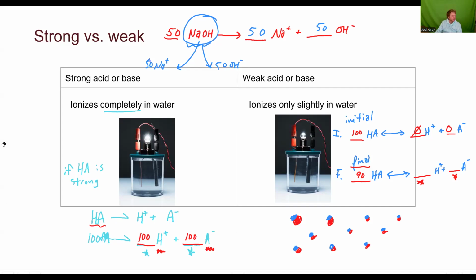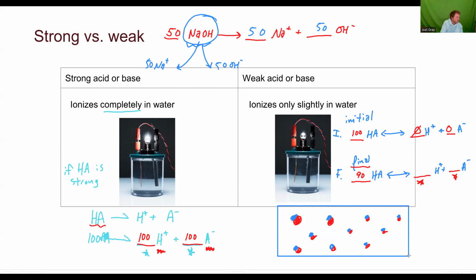Okay, so the combination, we've got 90 of those red and blue balls together. 90 of those remain intact. That molecule stays together.